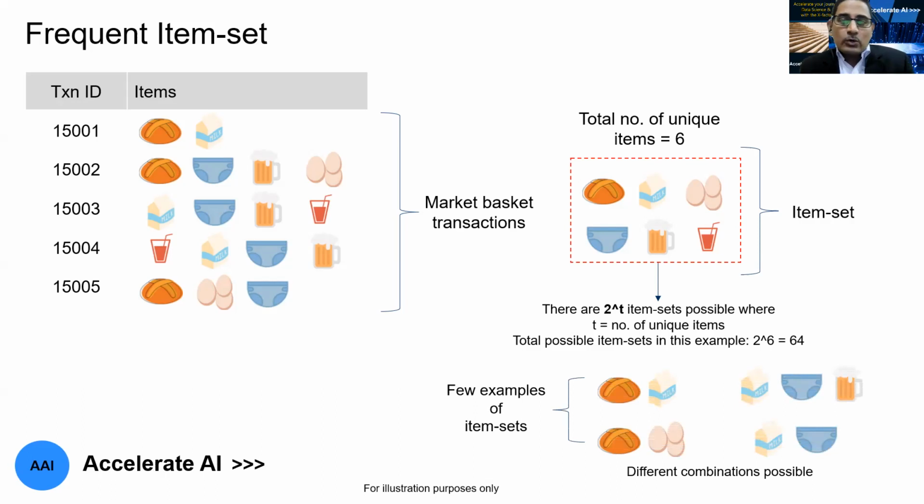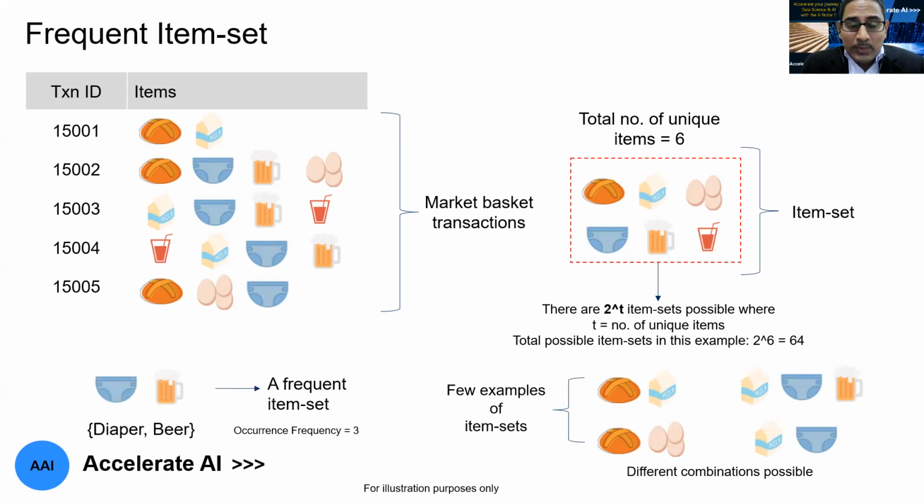Now, a few examples of item sets could be bread along with milk, bread along with eggs, milk with diaper with beer, then milk with diaper. There could be a lot of these different combinations possible. However, what we call a frequent item set is essentially one whose occurrence frequency is higher. In this case, diaper and beer appear in transaction ID 15002, 15003, and also 15004. So there are 3 occurrences of both together. That's the occurrence frequency. Hence, it is a frequent item set.